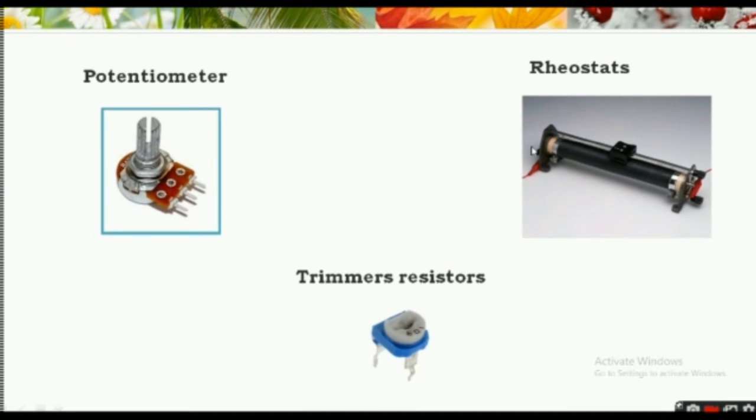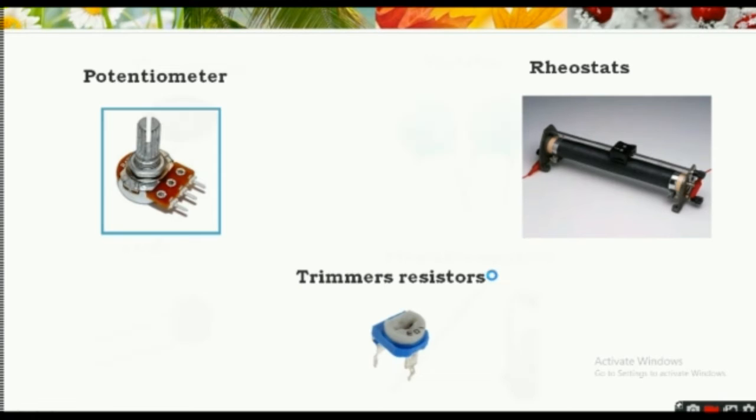Coming to the variable resistor. In the variable resistor, the resistance can be changed manually by rotating the knob. This type of resistor is used in tuned circuits. These resistors mostly have 3 legs. The rightmost and leftmost legs of the variable resistor are connected to the voltage and ground. We get the output voltage on the middle leg of the variable resistor. This is nothing but a voltage divider. There are three types of variable resistor: potentiometers, rheostats, and trimmer resistors.